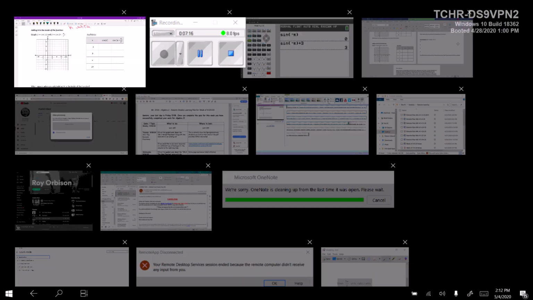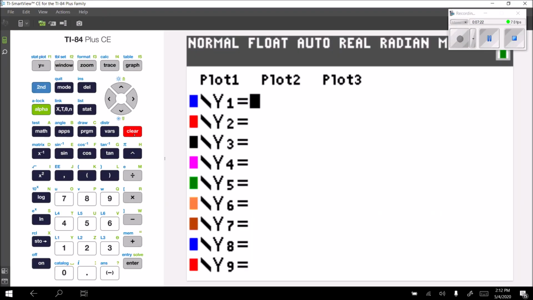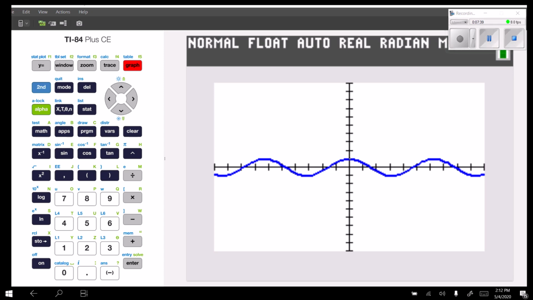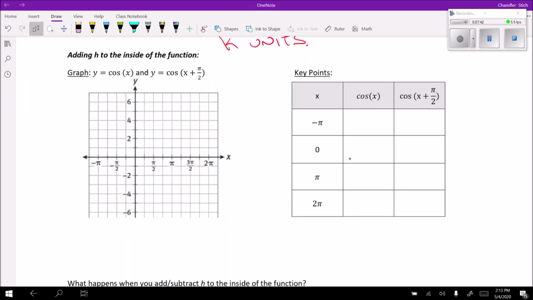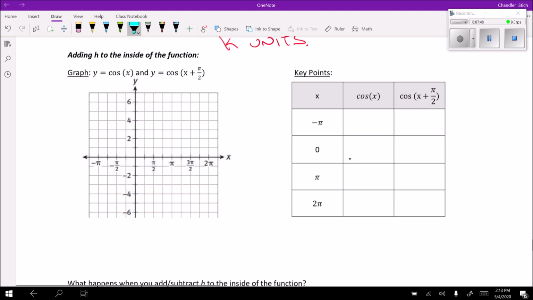So, cosine of x. Let's look at our graph for cosine of x. You can tell that it's very similar to the sine function. The biggest difference is right here. Okay, my starting point is different. Instead of 0, 0, I'm now at 0, 1. So cosine, again we'll do cosine of x in blue, cosine of x plus pi over 2 in green.